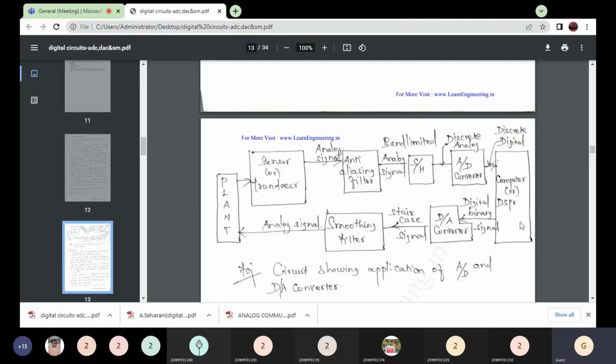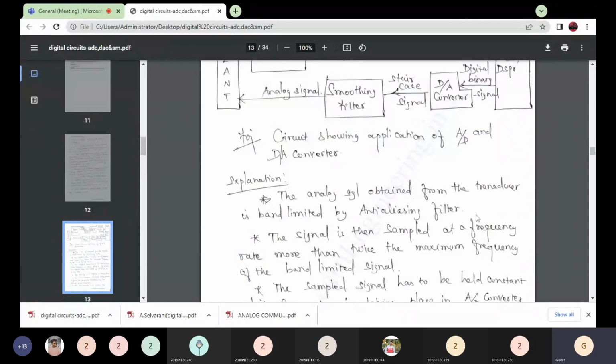After processing the digital signal, on the receiver side we have the digital to analog converter, where the digital data is converted into analog. That signal is given to a filter, the smoothing filter, and we get the analog signal. That analog signal should be the original signal, transmitted without error and without any noise. This is the general scheme in any communication: we convert analog into digital on the transmitter side, and digital into analog on the receiver side. This is the basic thing.